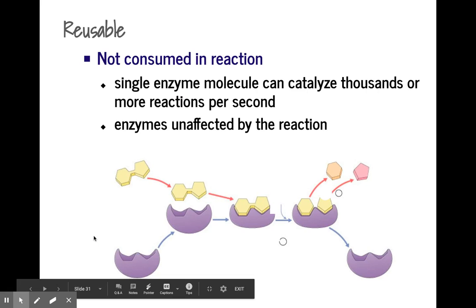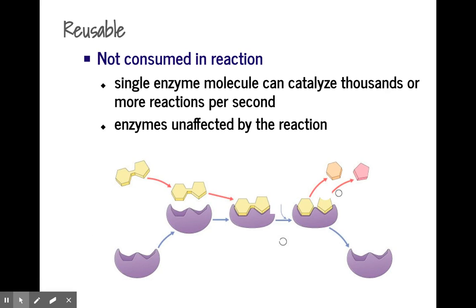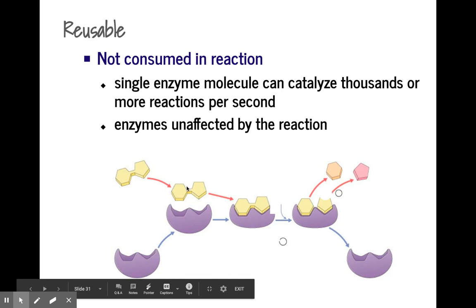As we said, enzymes are reusable. They're not consumed in the reaction. So a single enzyme molecule can catalyze thousands of reactions per second. The enzymes are unaffected by the reaction, as we see here. So the enzyme is going to attach to the substrate. It's going to break it apart to form the products. And once it's done, it's going to go ahead and look for another substrate and do the same reaction over and over again.